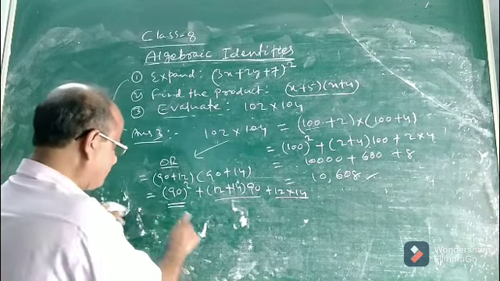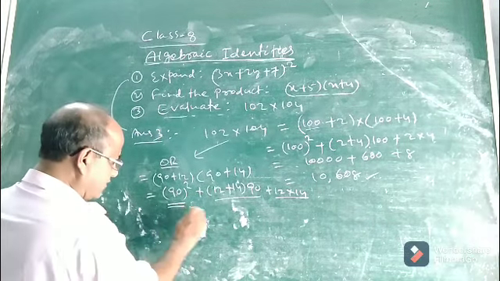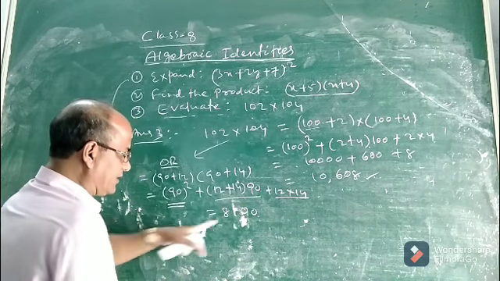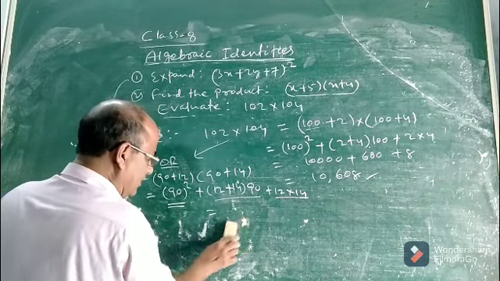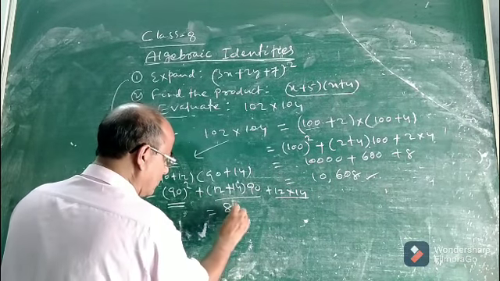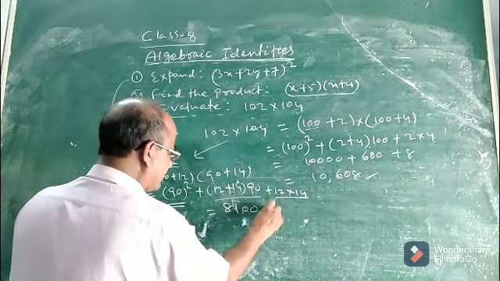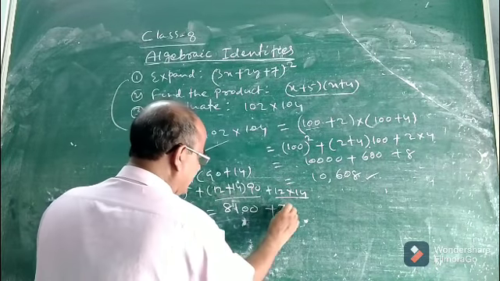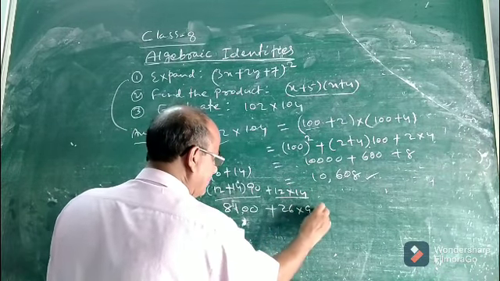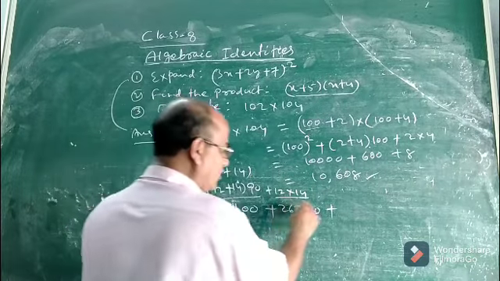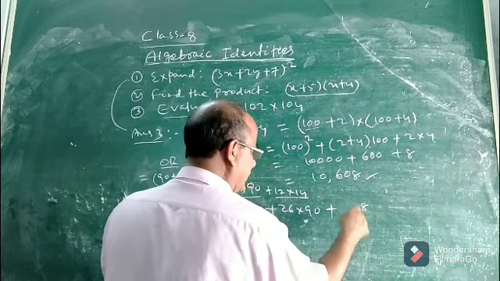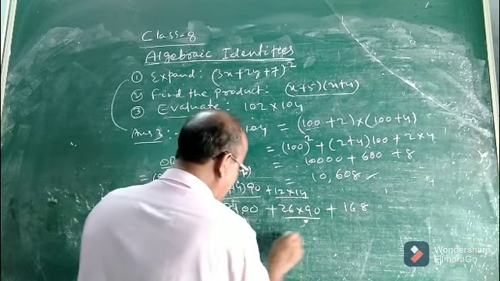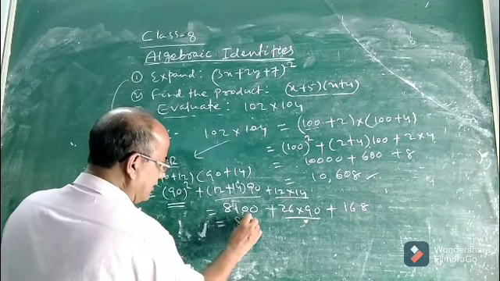Because the square of 90 will be 8100. Plus 12 plus 14, it will be 26 into 90, plus 12 into 14. You have to multiply. 12 times 4 is 48, carry 4. 12 times 1 is 12, plus 4, 168. You see how much time it will take.